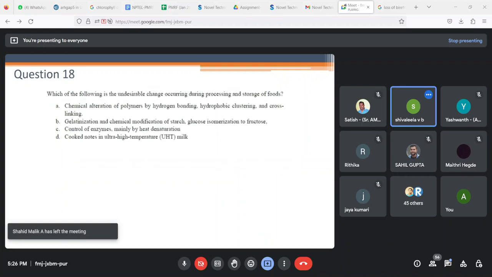So question 18. Which of the following is an undesirable change during food processing and storage? A. Chemical alteration of polymers by hydrogen bonding, hydrophobic clustering, and cross-linking. B. Gelatinization and chemical modification of starch, glucose isomerization to fructose. C. Control of enzymes mainly by heat denaturation. D. Cooked notes in ultra-high temperature milk. So which among these four do you think is an undesirable change during food processing?